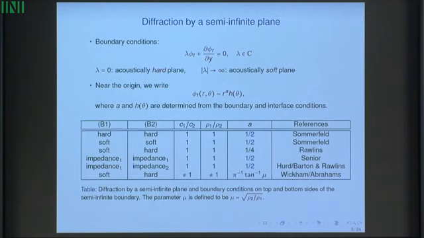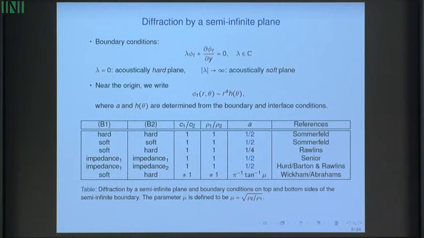Here I'm showing a table of all the possible cases. If we have hard boundary conditions and the same medium in the upper and lower half plane, then near the origin we can show that we have a square root singularity. This is the classical Sommerfeld problem. For soft, we also find the same structure. If we have soft and hard, then we get a quarter, and this problem was analyzed by Rawlins.